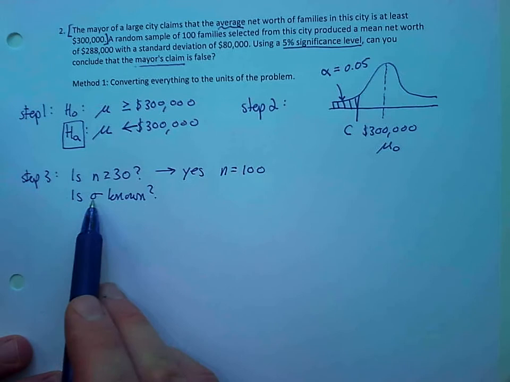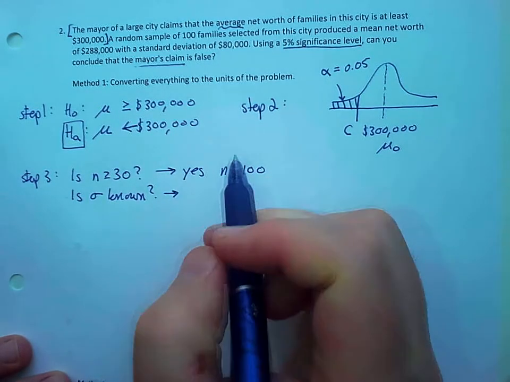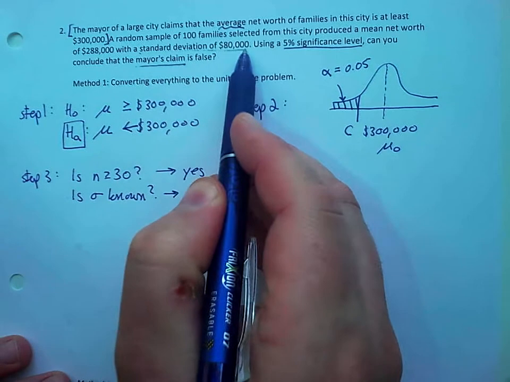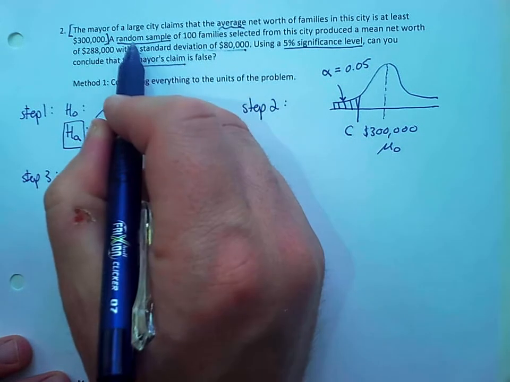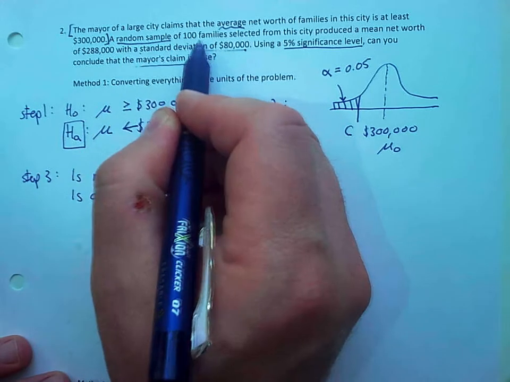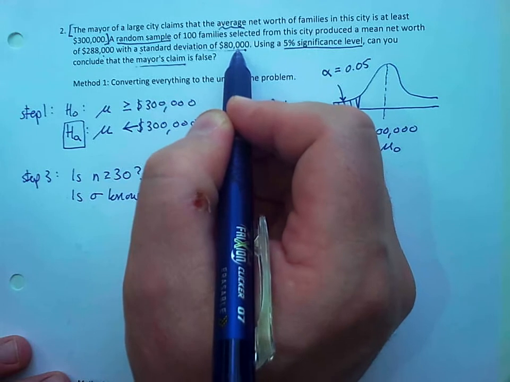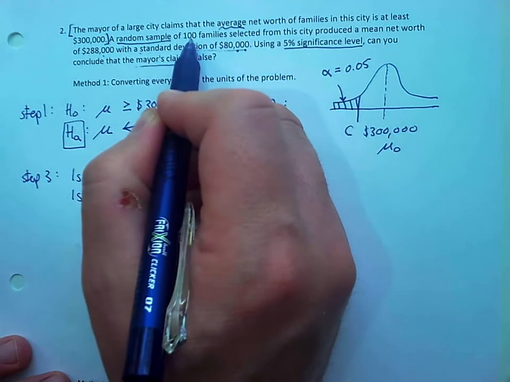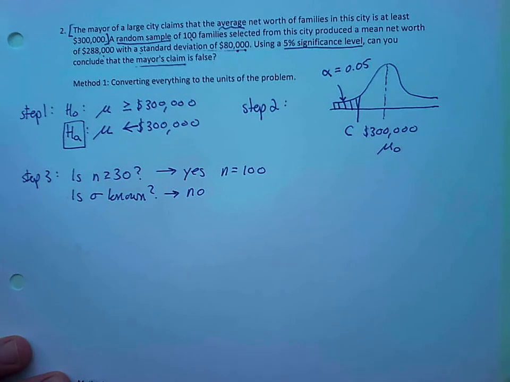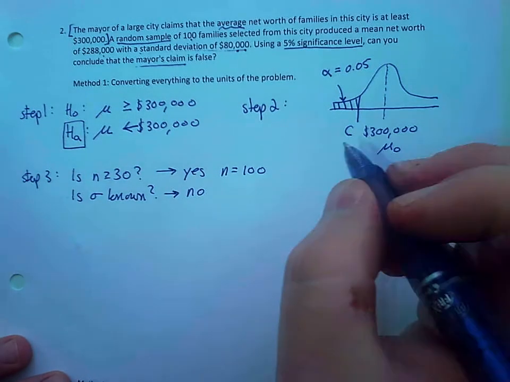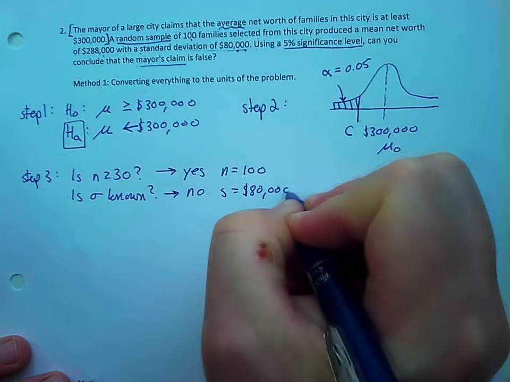Again, sigma stands for the population standard deviation. And here, the standard deviation that we're given is in reference to the sample that we're taking, right? Here we have a random sample of 100 families. That sample has a mean of this and a standard deviation of this. So therefore, the standard deviation corresponds to that sample of 100 families. So therefore, no, we don't know sigma. We only know s, the sample standard deviation. So s is equal to $80,000.